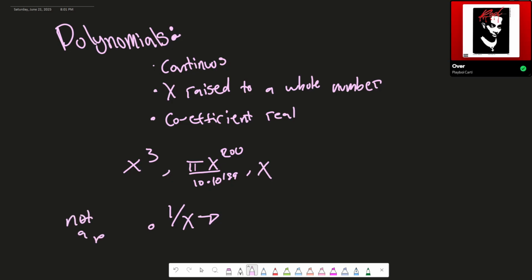Not a polynomial. Sorry if my handwriting sucks, I'm at the bottom of my board. And this is because x is raised to a negative integer. And we do not like integers.